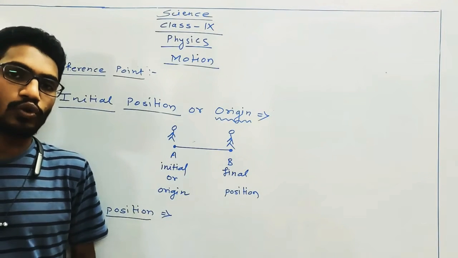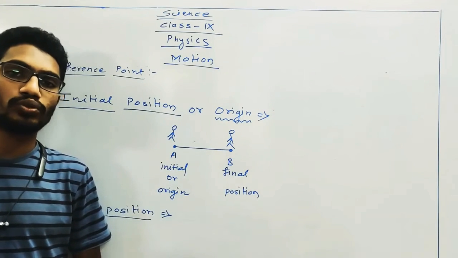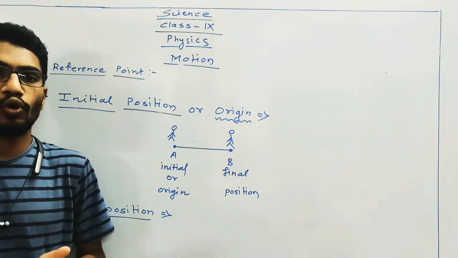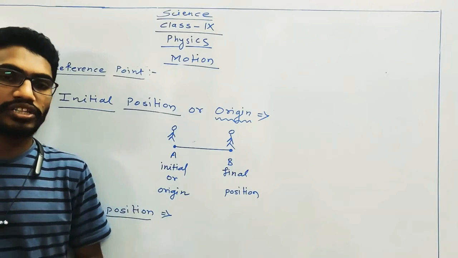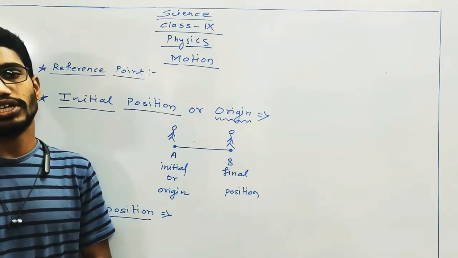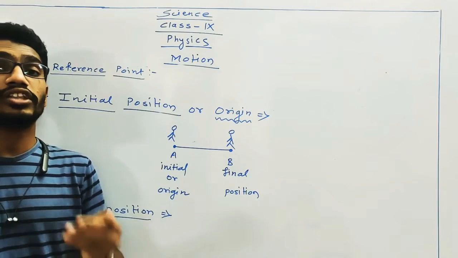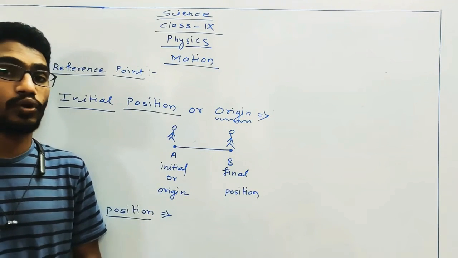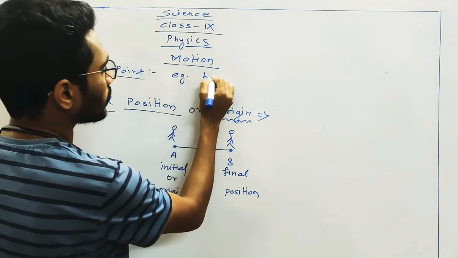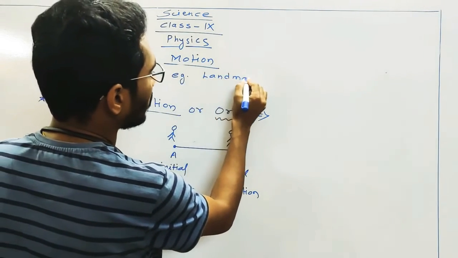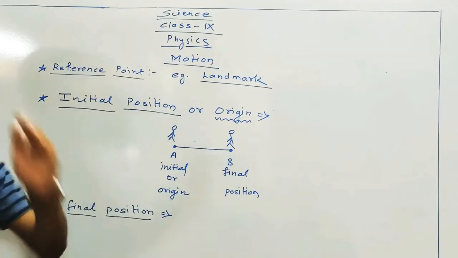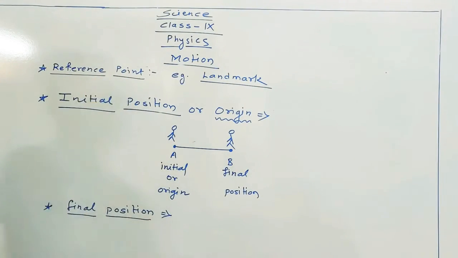If I have to give my address, I am going to give my address in the way like my home is near the place Reddy Godown, because Reddy Godown is the famous place in Gadchiroli. So I have to take the reference of that particular Reddy Godown, and reference point is nothing but, for example, a landmark which describes the position of your place. This is nothing but reference point.